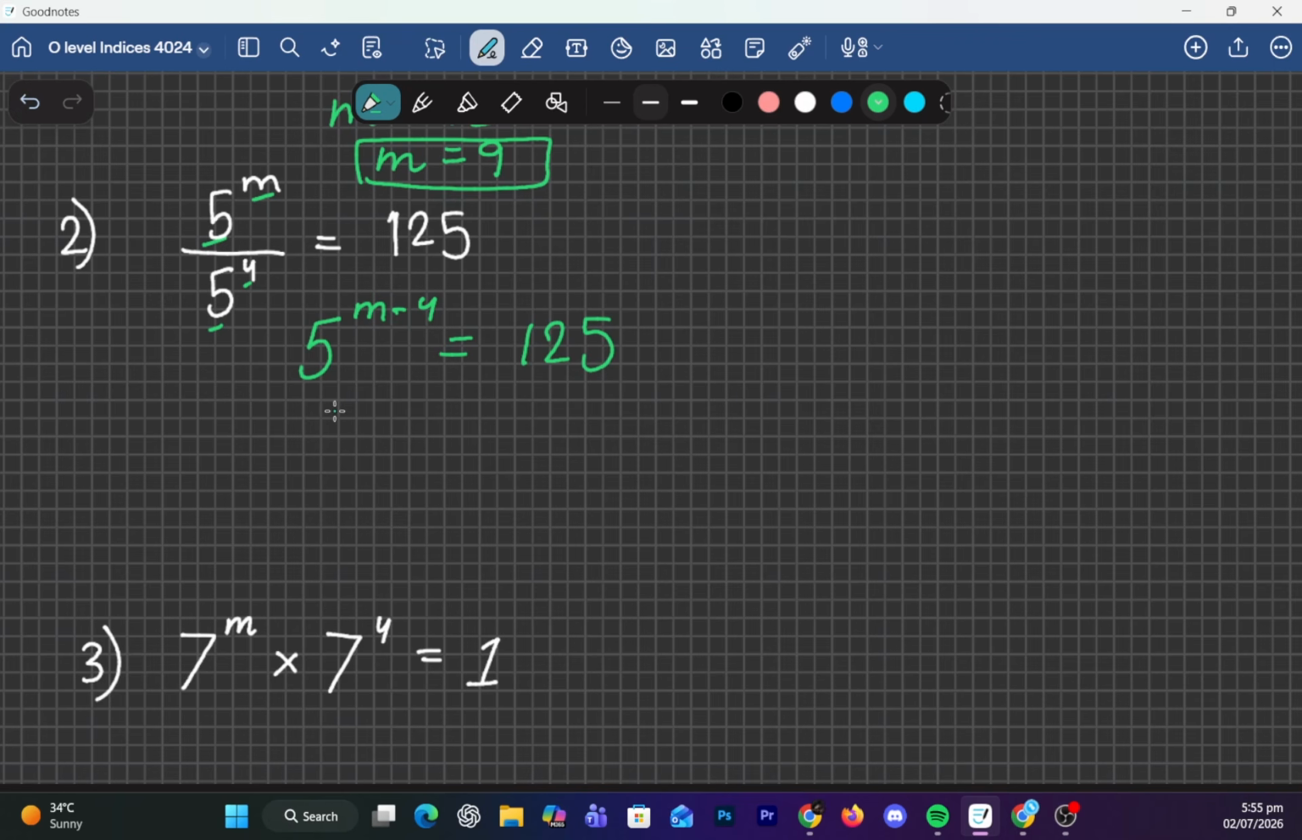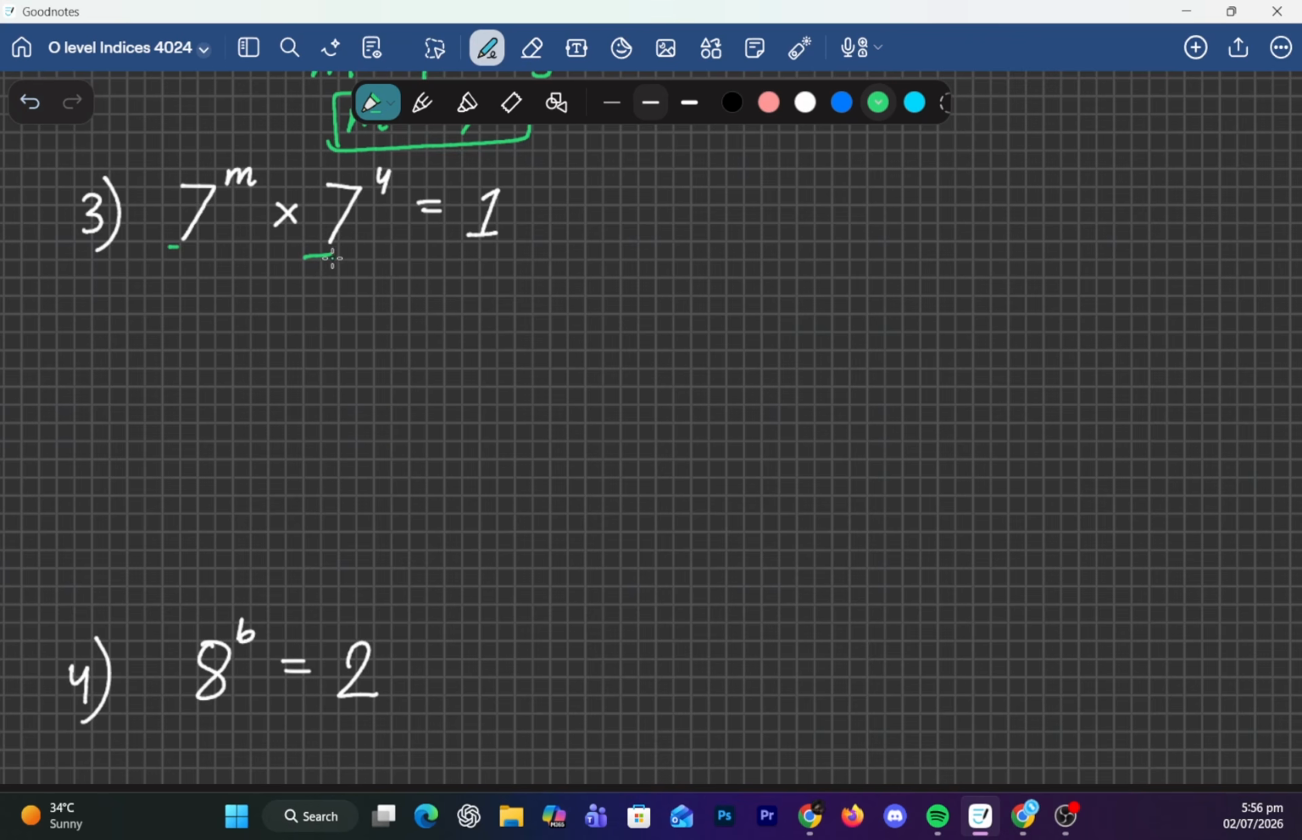So we can see that the cube root of 125 is 5. So we can say that 5 cubed is equal to 125. So now we can cancel the 5 on both sides, and we are left with m minus 4 is equal to 3. So the value of m will be 3 plus 4, which is 7. So this was our second question. Now let's move on to the third question.